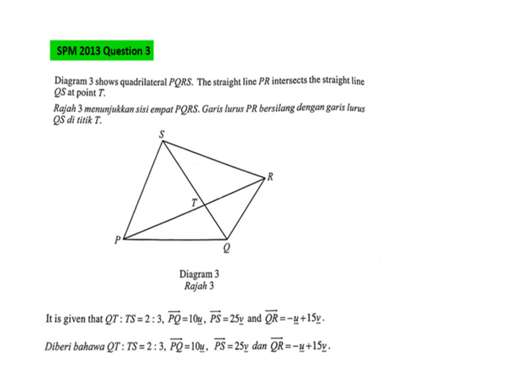Question number 3. Diagram 3 shows the quadrilateral PQRS. The straight line PR intersects the straight line QS at point T. It is given that QT to TS is 2 to 3. Vector PQ is 10 vector U. Vector PS is 25 vector V. And vector QR is negative vector U plus 15 vector V.